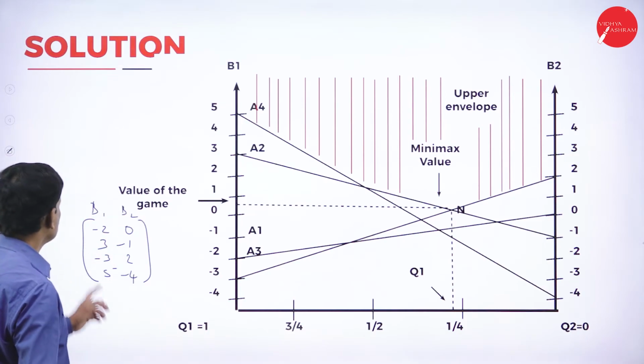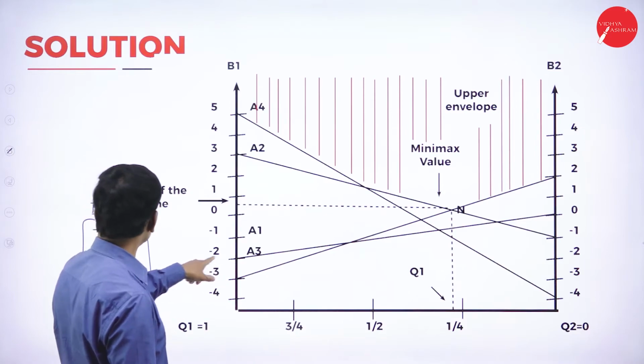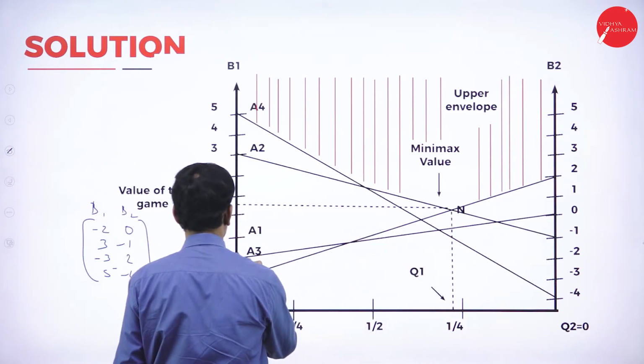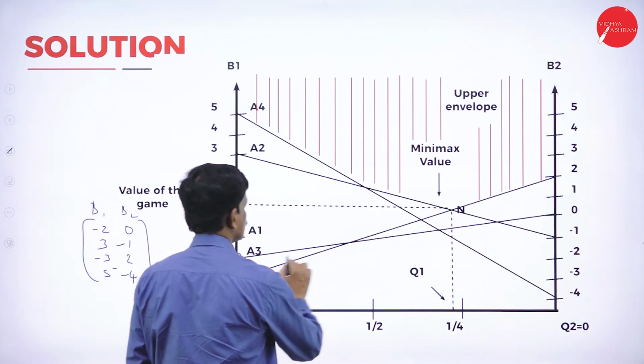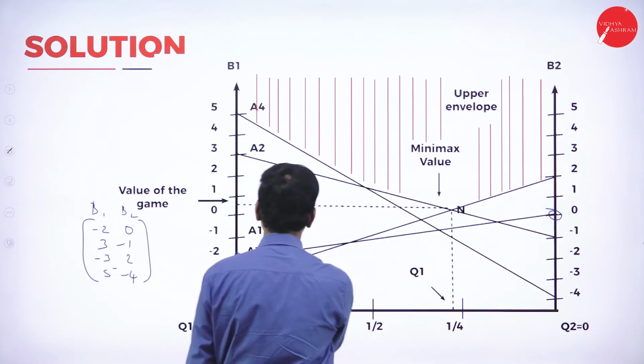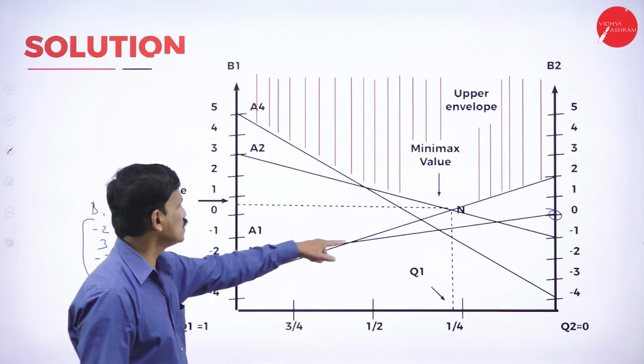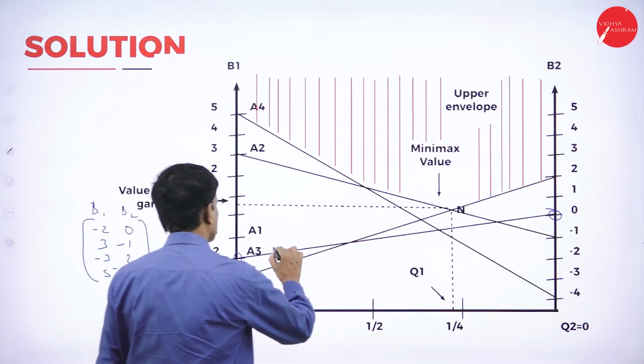Now, minus 2 to 0. Where is minus 2? This is minus 2 to 0. Join minus 2 and 0. Draw a straight line between minus 2 and 0. This is the straight line we are going to get.